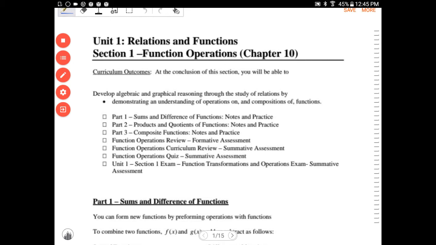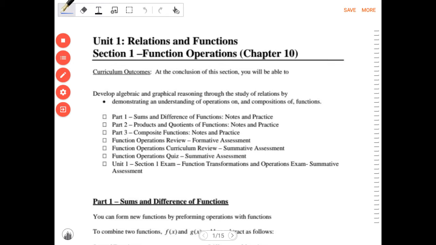Unit 1, Relations and Functions, Section 1, Function Operations. This is Chapter 10 in your textbook. There's just the one curriculum outcome, and we are going to demonstrate an understanding of operations on and compositions of functions. There are 3 parts to this chapter.